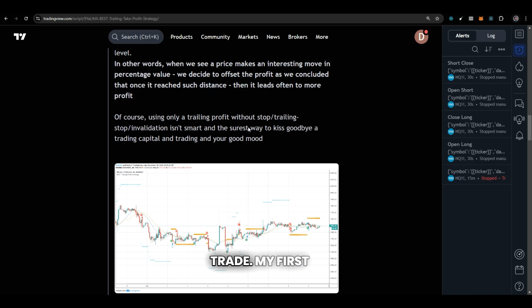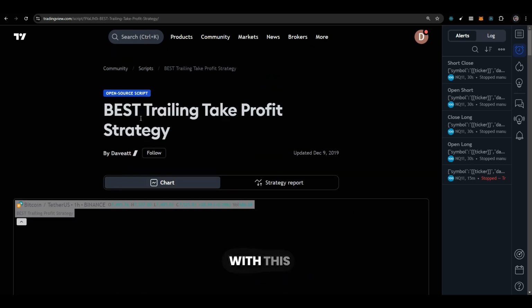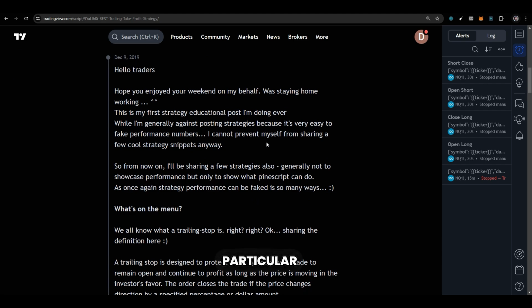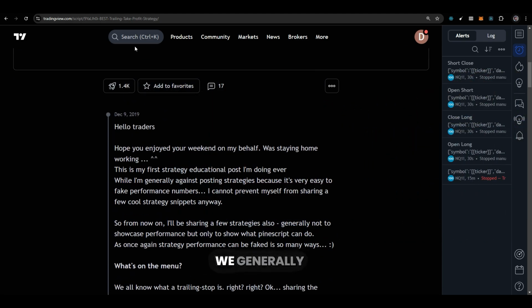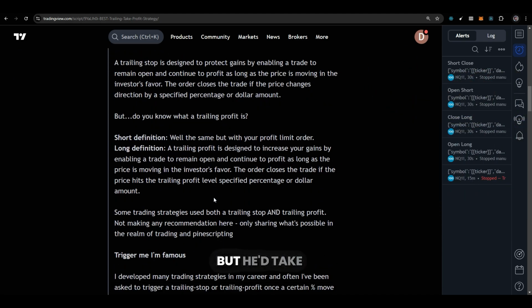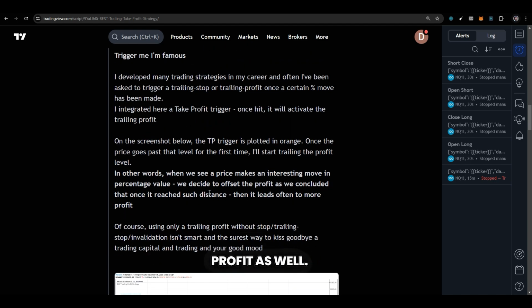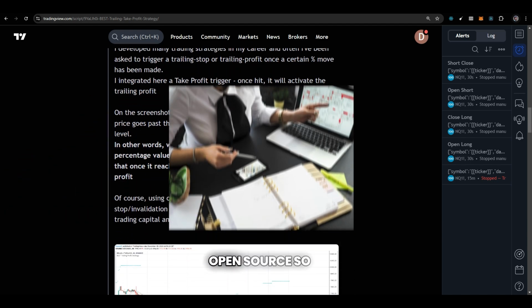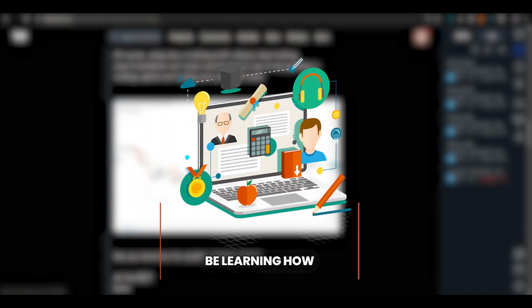This is part 1. My first strategy that I came across is the best trailing take profit strategy on Tradovate. This particular guy has done a fabulous job. We generally have a trailing stop loss, but he has a trailing take profit as well. On that basis, he traded using the strategies, and this is open source, so you can apply it on a chart. In the next part, we will learn how this works.